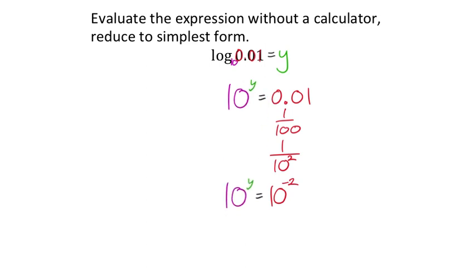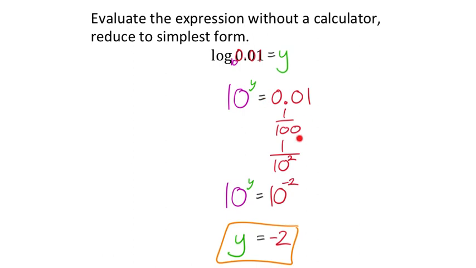And that's nice because now the bases match. So my exponents, I just need to make those equal, then solve, but no need to solve with this one because it's done. y equals -2. Now again, if you typed in common log 0.01 in the calculator, it would give you -2 as well.